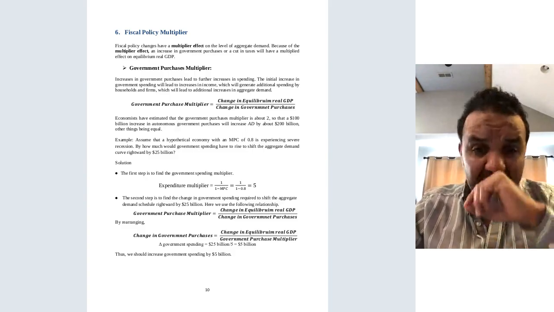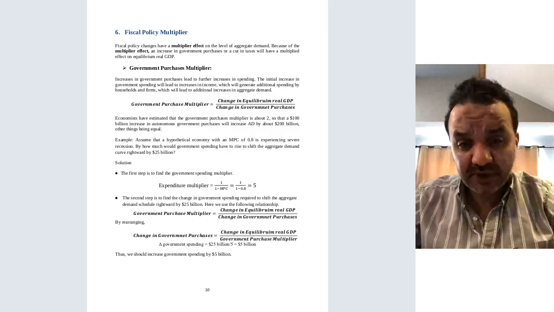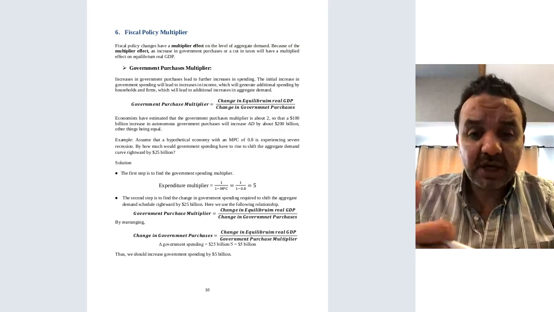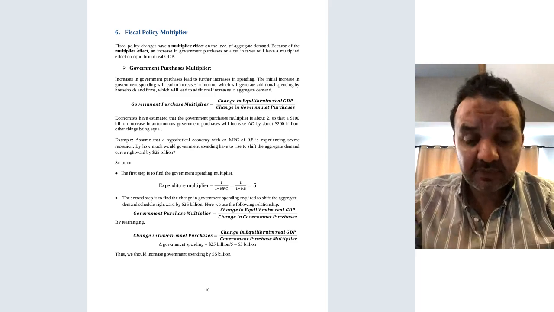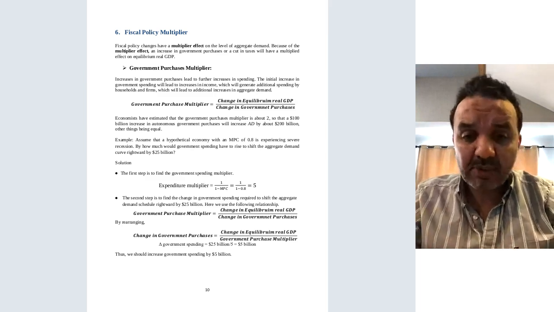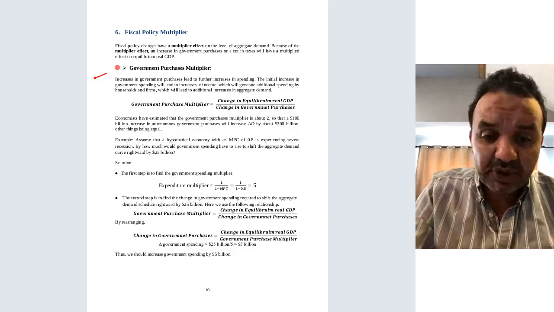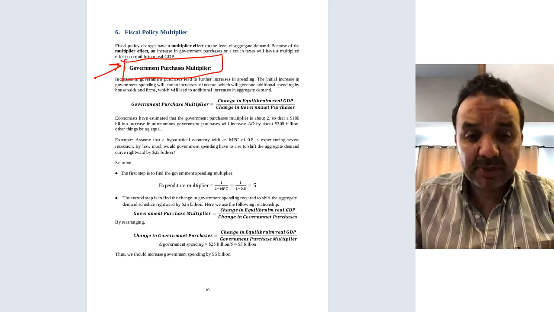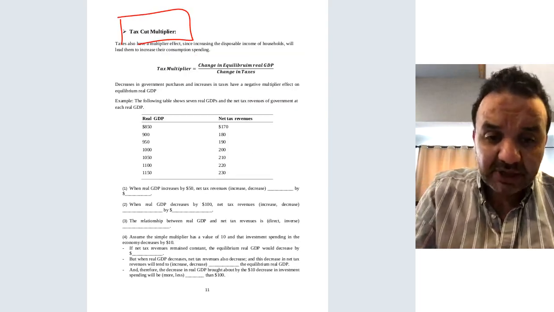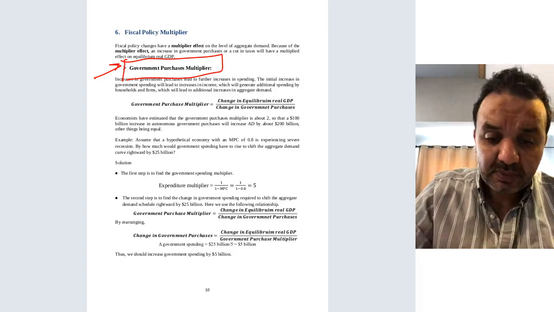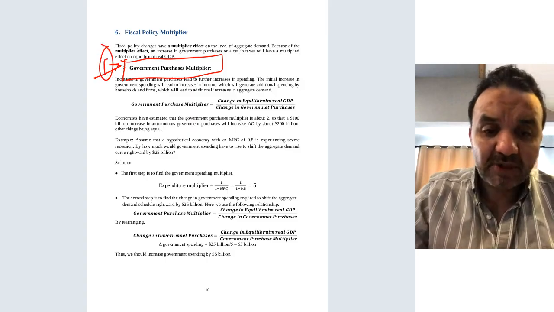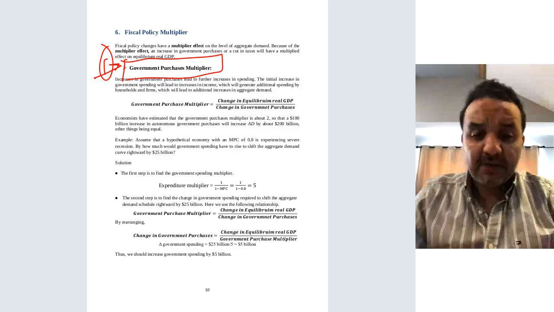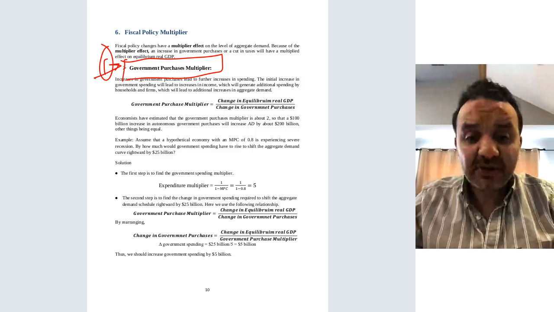Okay, so this is the meaning of multiplier. Since we now know that there are two tools for fiscal policy, which is again government spending and tax cut, this means we have two multipliers, one for government spending and another for the tax cut. Here we have the government spending multiplier, and I'm going to explain the tax multiplier in the next slide. The good thing is the formula is the same for government spending and tax cut.